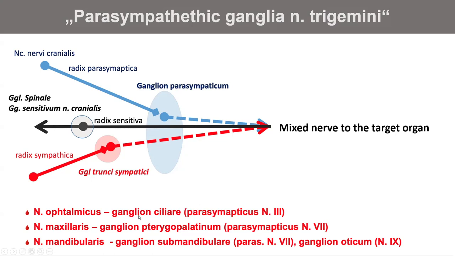So for the ciliary ganglion, the sensitive root is the ophthalmic nerve, the first branch of the trigeminal. For the pterygopalatine it is the maxillary nerve, the second branch of the trigeminal, and for the submandibular and otic ganglia, the sensitive root and the nerve carrying the postganglionic parasympathetic fiber is the mandibular nerve, the third branch of the trigeminal nerve. For the submandibular it is the lingual nerve, for the otic it is the auriculotemporal nerve.